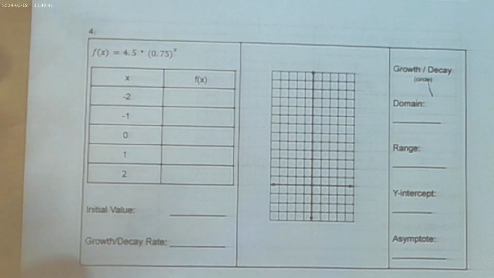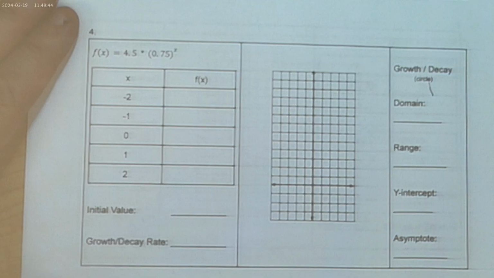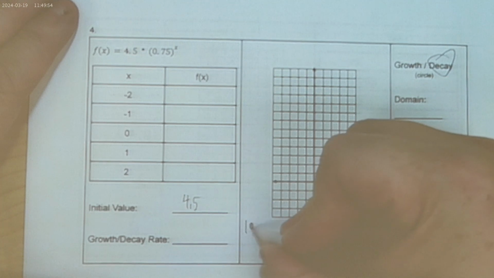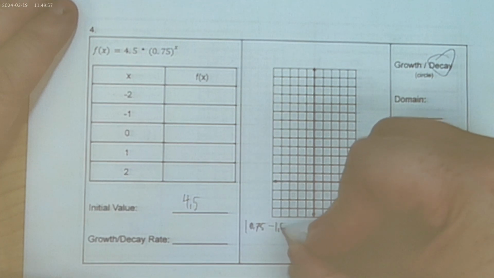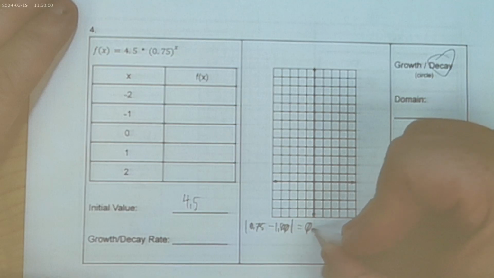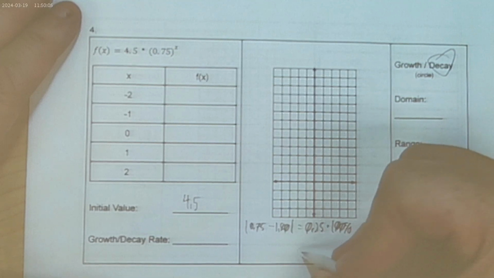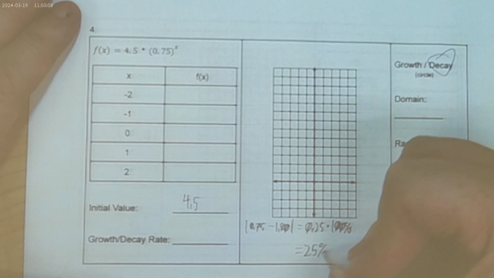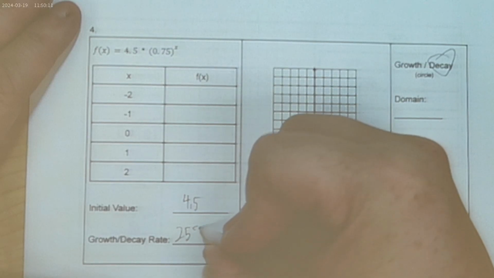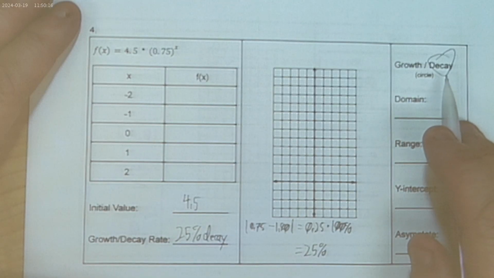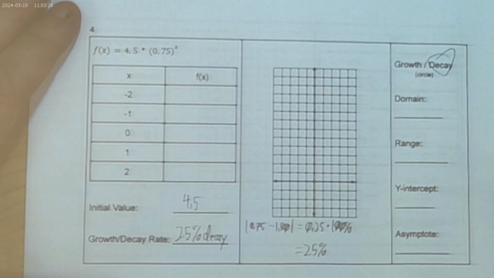All right, got this next one centered. I'm going to go through and fill in the information that I know I've got. That means for the initial value, I've got 4.5. I've got 0.75, so I know it's going to be decay. I'm going to do 0.75 minus 1.00, that's negative 0.25 times 100%, which equals 25%. And I know it's going to be decay because I circled it over here, but also because this is less than 1.